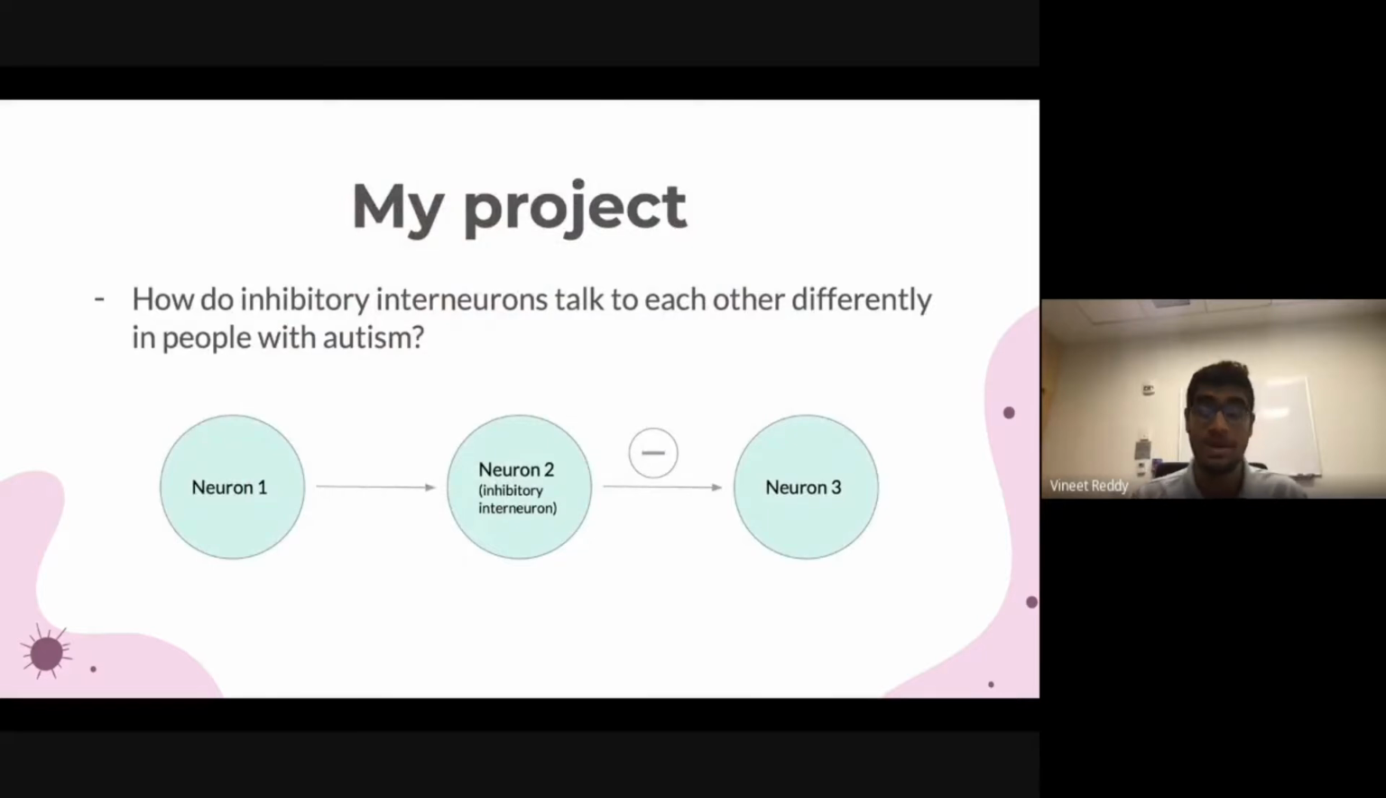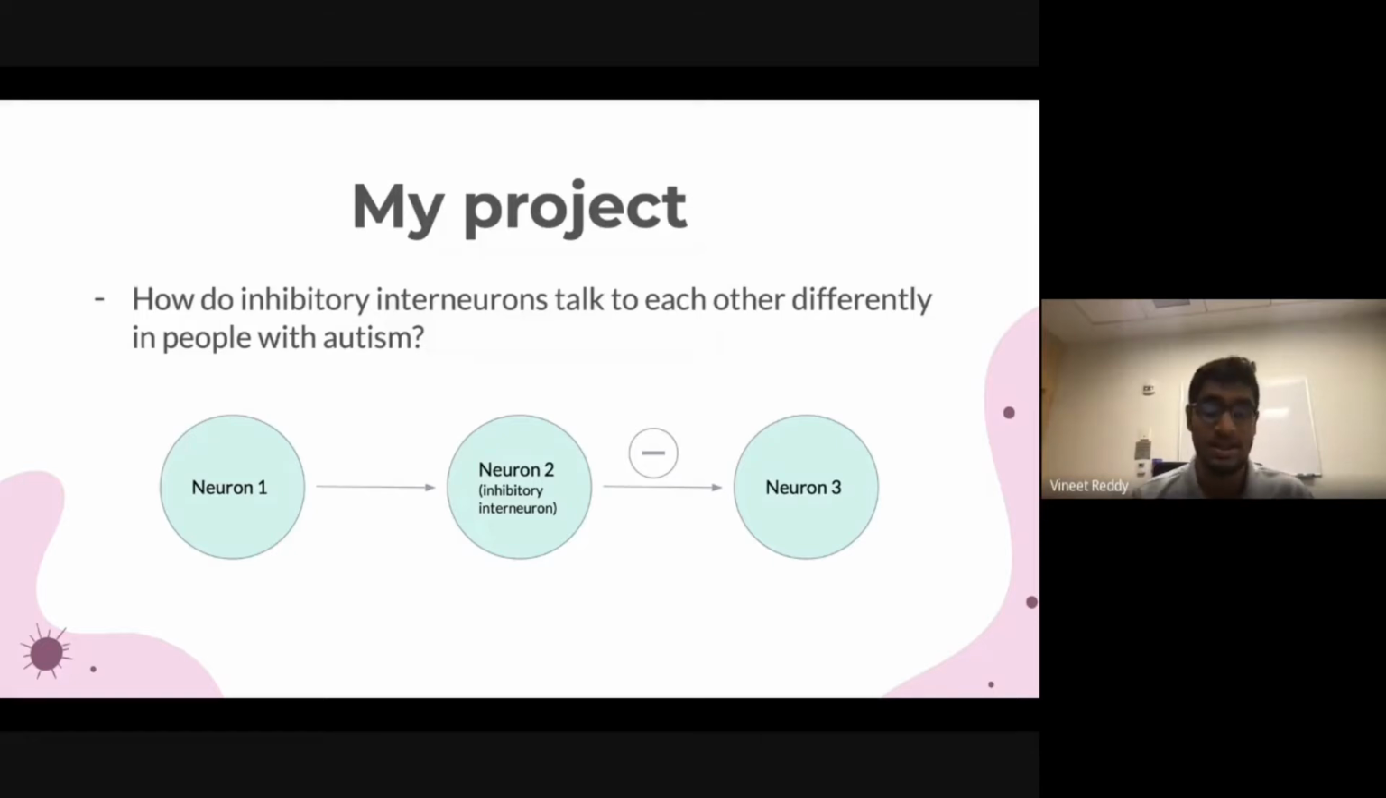So these are the main methods that our lab uses, but now I want to switch to what I do in the lab myself. My project regards how inhibitory interneurons talk to each other differently in people with autism. There's a lot of loaded terminology in here, so let me break it down.